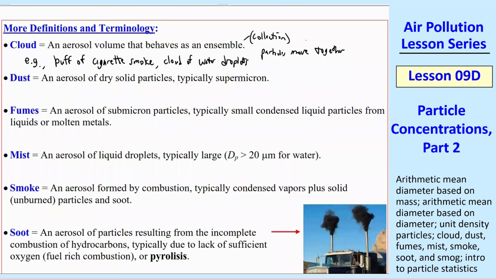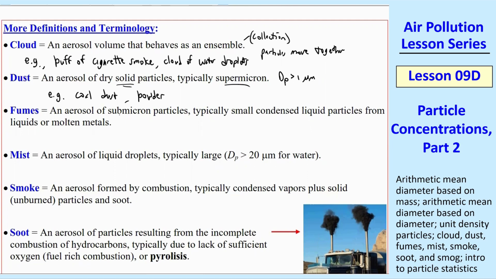Some examples are a puff of cigarette smoke that just moves with the air and doesn't really dissipate much. It just moves along like a cloud. And a cloud of water droplets: if you look up at the sky and there's a cloud, it seems to move together. Dust is an aerosol of dry solid particles. So these are solid, not liquid, typically supermicrons. So dP is greater than 1 micron. That's what supermicron means. And some examples would be coal dust and powders like talcum powders.